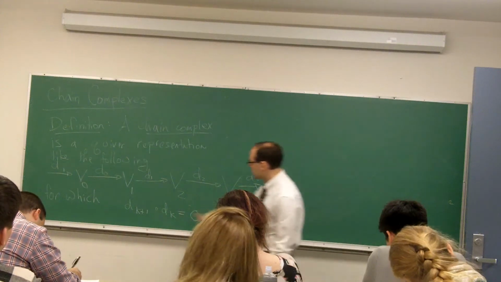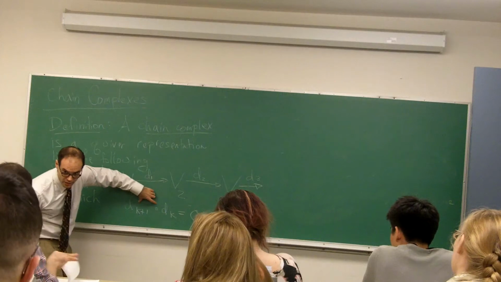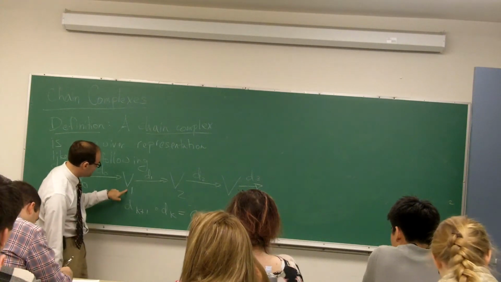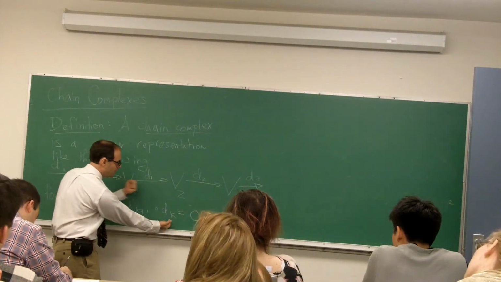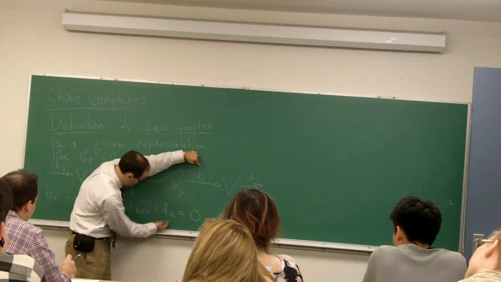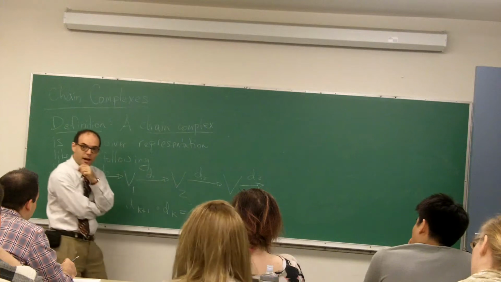So if I take this one, then this one, notice this is a little weird. You have to read it backwards, because if I'm sitting at V1, I take a vector at V1, I first apply D1, now I'm in V2, and then I apply D2. So composition is kind of the reverse of the arrow diagrams.